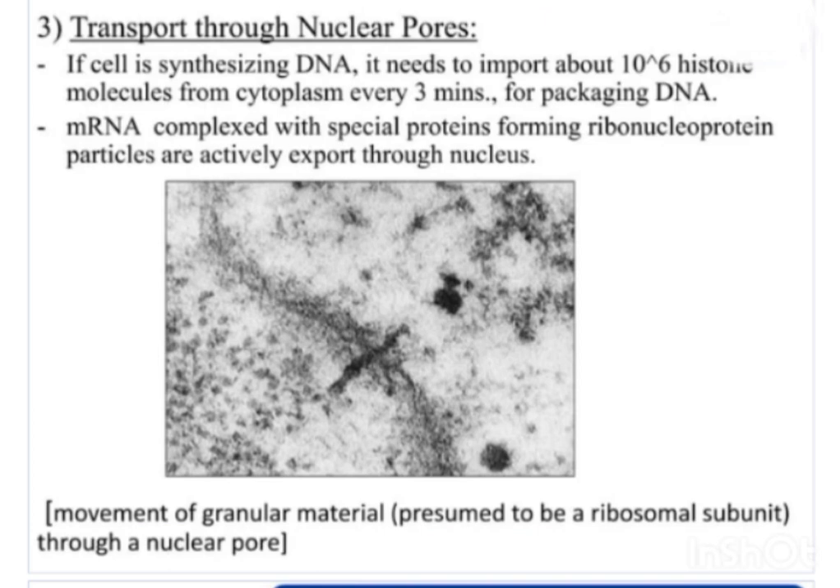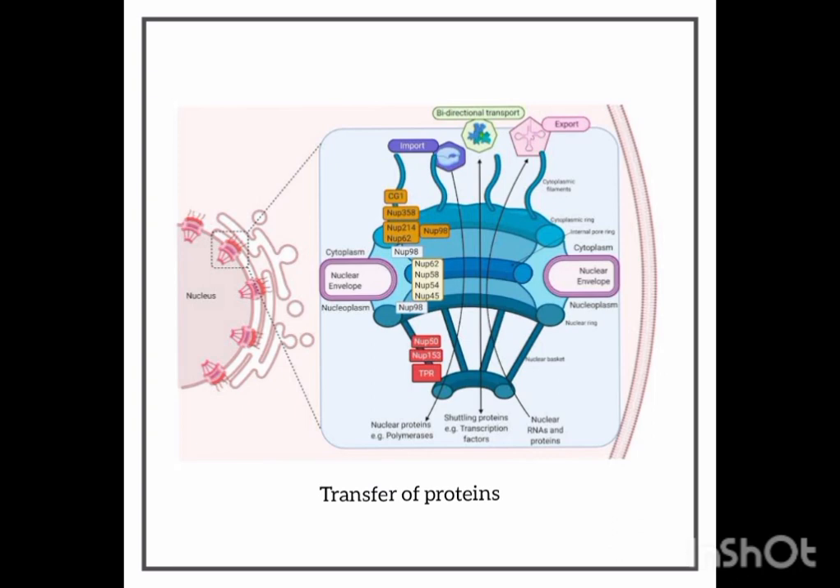Transport through nuclear pores. If a cell is synthesizing DNA, it needs to import about 10^6 histone molecules from cytoplasm every 3 minutes for packaging DNA. mRNA complexed with special proteins forming ribonucleoprotein particles are actively exported through the nucleus. Movement of granular material through a nuclear pore is shown as a diagram. Now we can see the transfer of proteins through a nuclear pore.